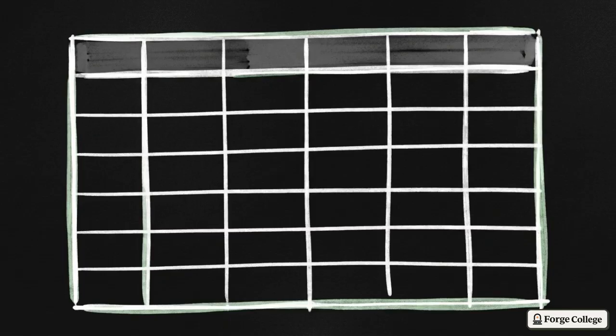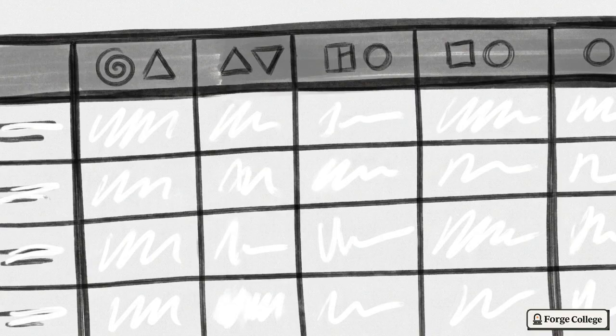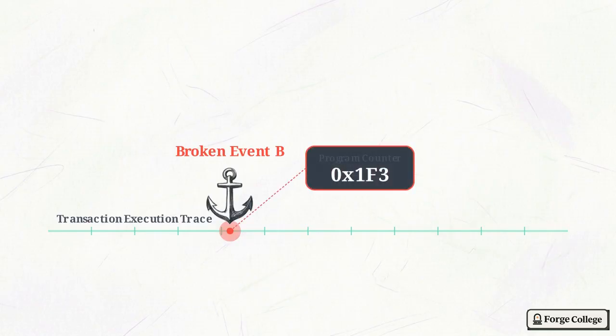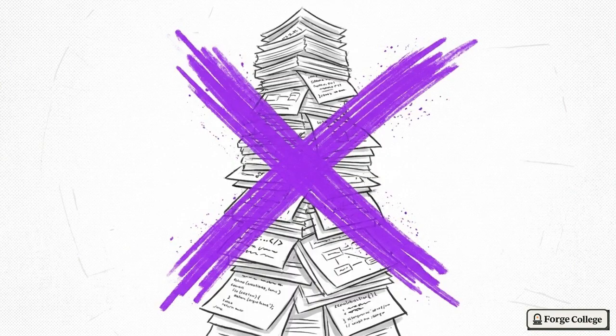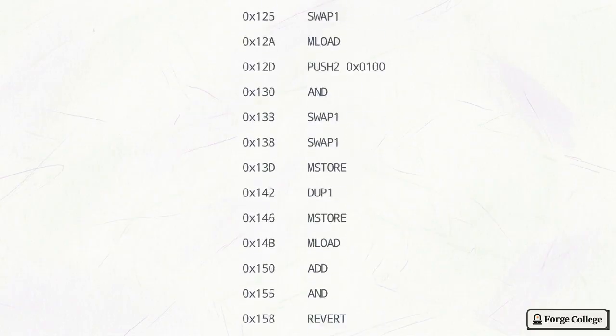This simple table gives us our primary diagnostic tool, the timeline table. We populate it with the index, the event, the trace PC, our pre- and post-snapshots, and our final observation. By recording that our broken Event B occurred exactly at program counter 0x1f3, we completely eliminate the need to step through thousands of irrelevant lines of code prior to that moment. We can perform a surgical strike.